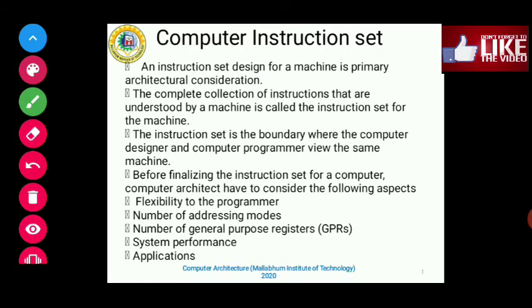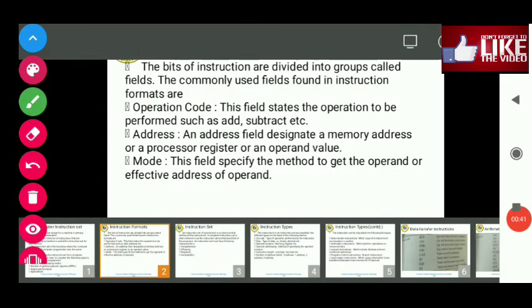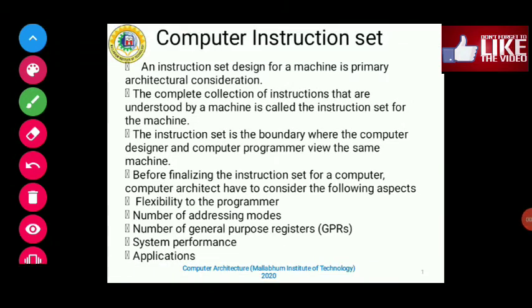Okay, so first of all, the definition of computer architecture is, it is defined as the study of components and their interconnection that forms a computer system. Okay, so an instruction set design for a machine is the primary concern for the architectural consideration. So whenever we design a computer architecture system, our instruction set is the primary consideration.